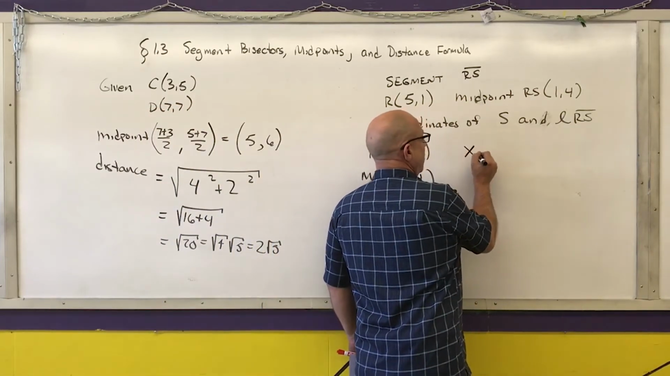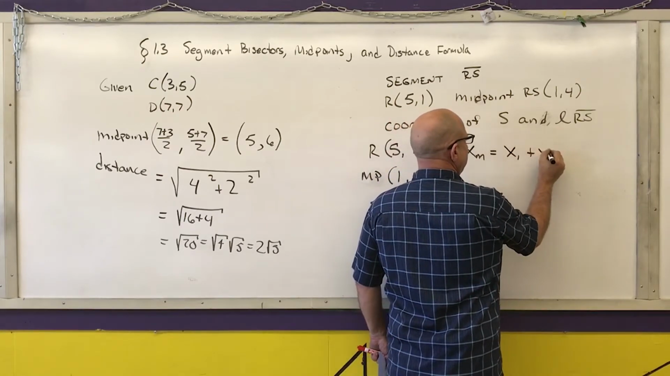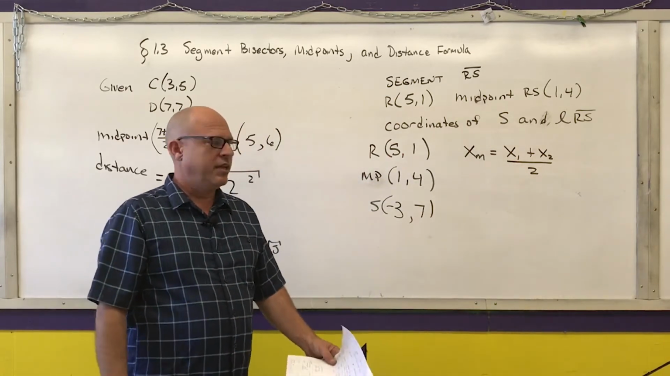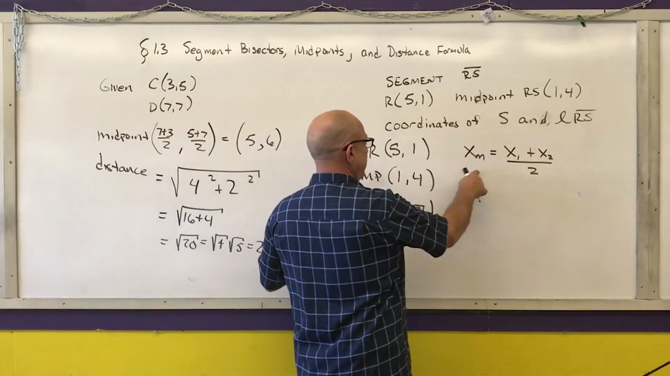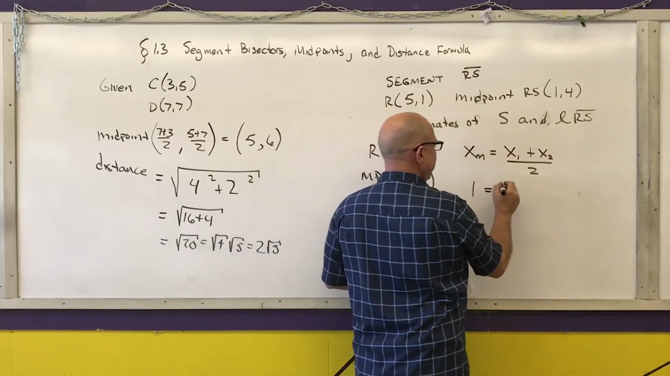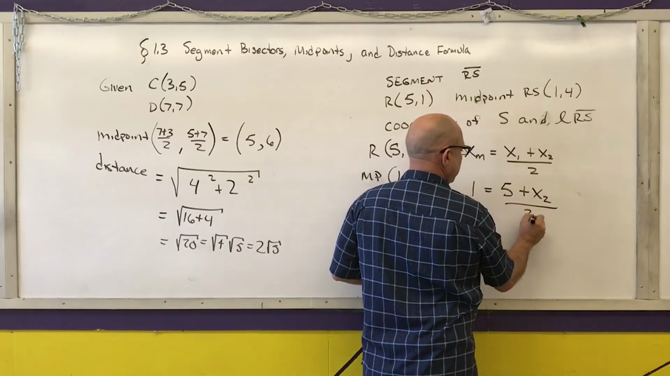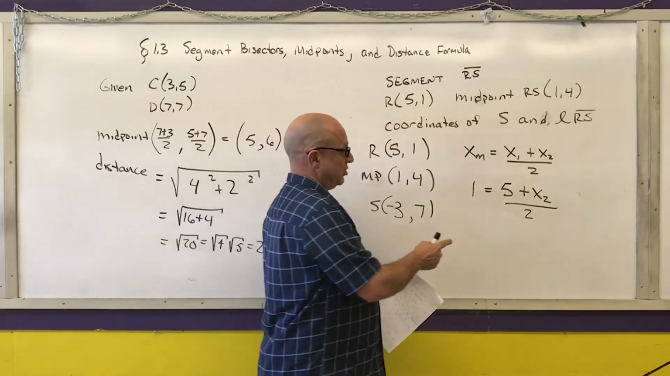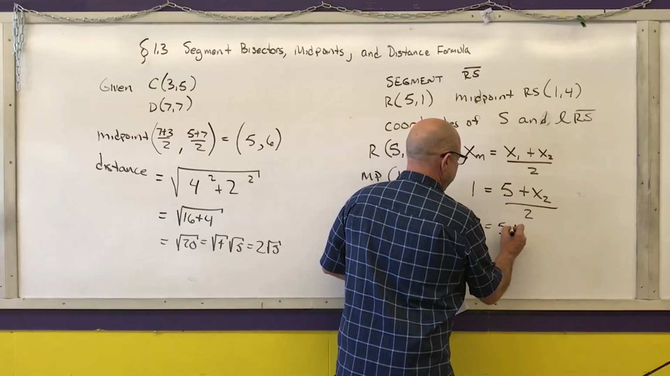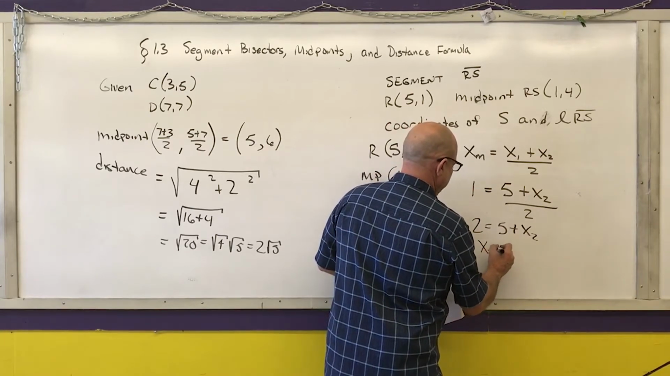Here's the way that you could have come up with it. We know that the x-coordinate of the midpoint is equal to the first x-coordinate plus the second x-coordinate over 2. Substitute the information that you know. The x-coordinate of the midpoint is 1. The x-coordinate of the first point is 5. Plus the x I don't know, all over 2. Now I want to solve this. Multiply both sides by 2, and I get 2 equals 5 plus x sub 2. Subtract the 5 from both sides, and I get x sub 2 equals negative 3.